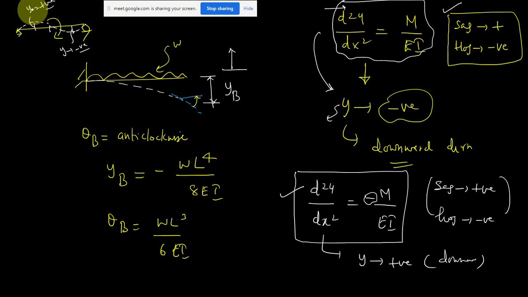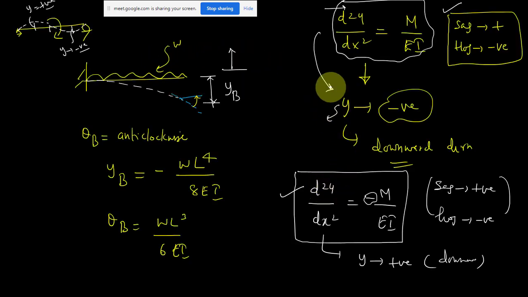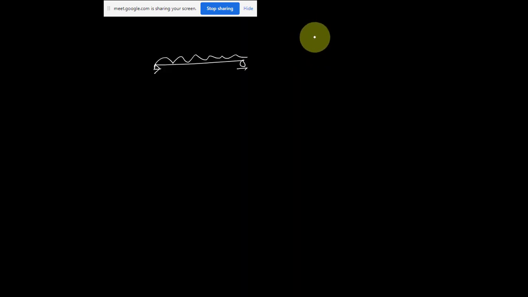So this is a very simple example I have taken, and this is the method. You can solve any question, even something like a simply supported beam with UDL. Everybody can solve this question. Again, look at this equation. The starting point is d square y by dx square is equal to M x by EI. So what is the limitation of this method?